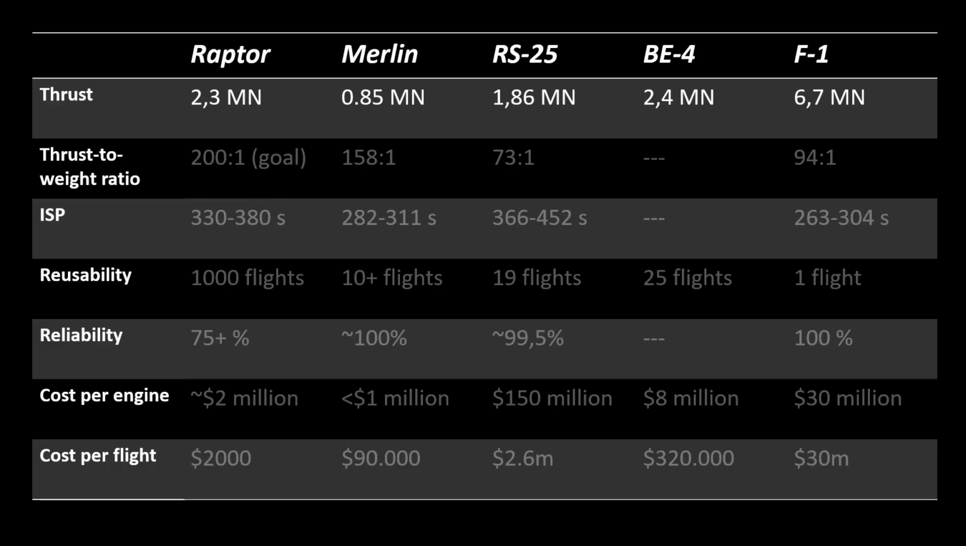And the last engine, the F1, the engine that brought humans to the moon, is the absolute king in terms of thrust with a total output of more than 6.7 meganewtons, more than double of the Raptor. And yes, I'm aware of that. Elon will call me a fool now because I have measured this in meganewtons, but I can live with that. Yeah, only a fool would use newtons, in my opinion.